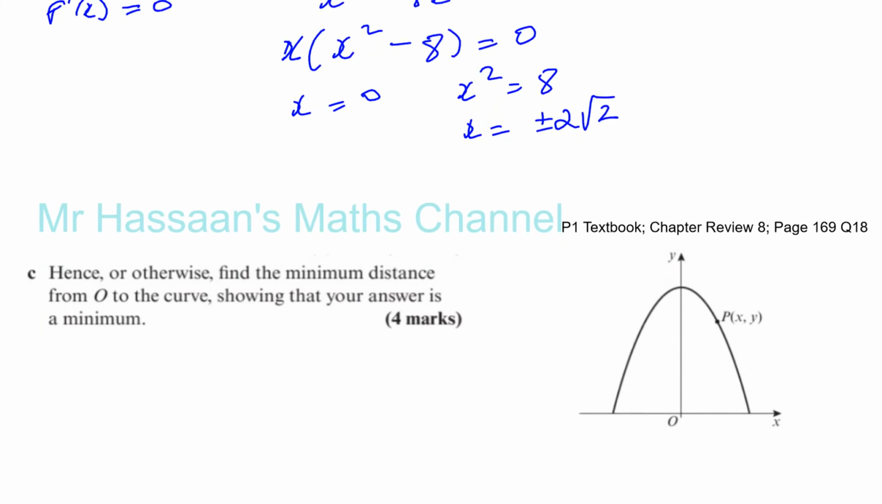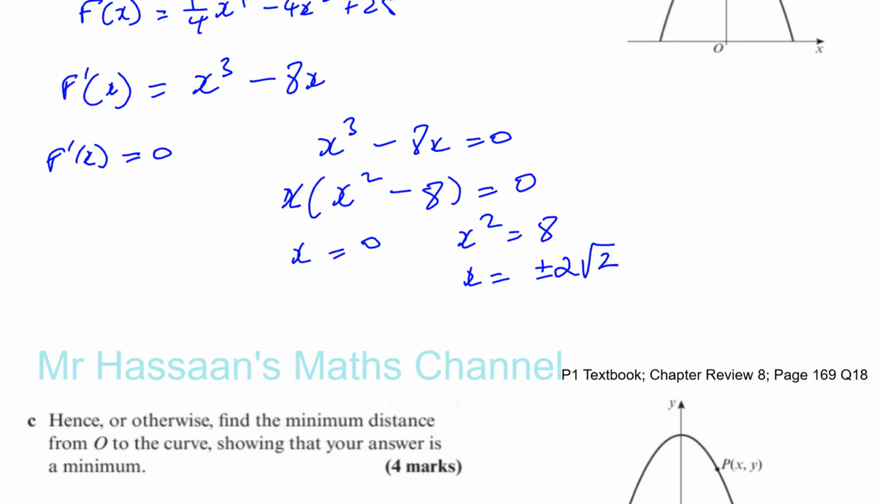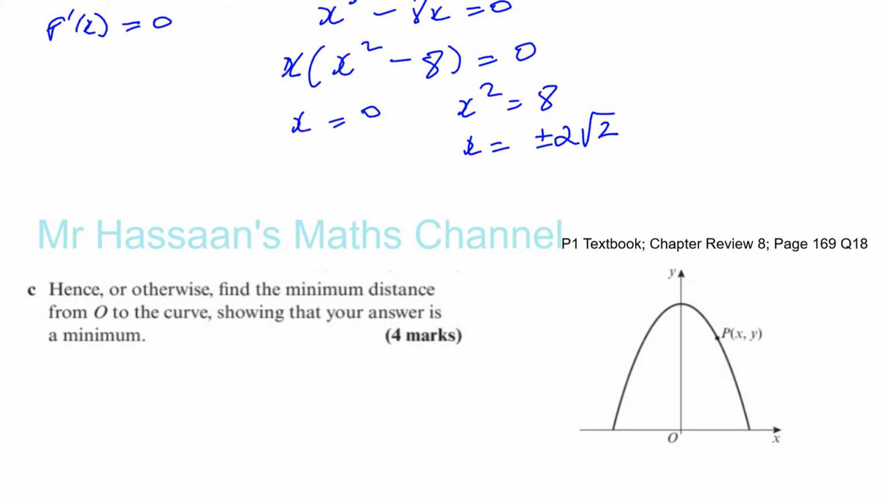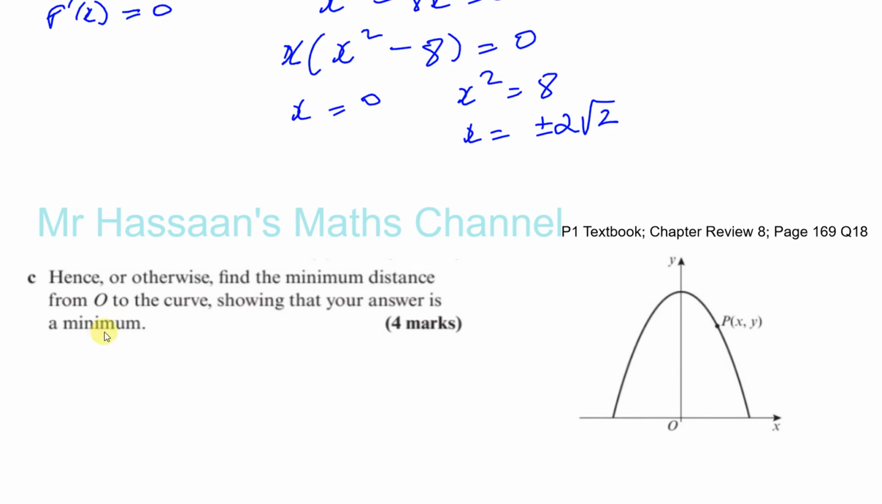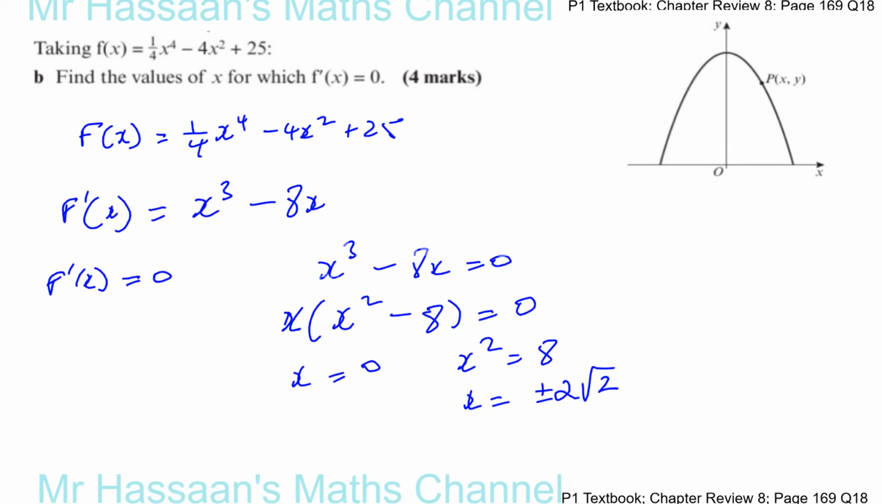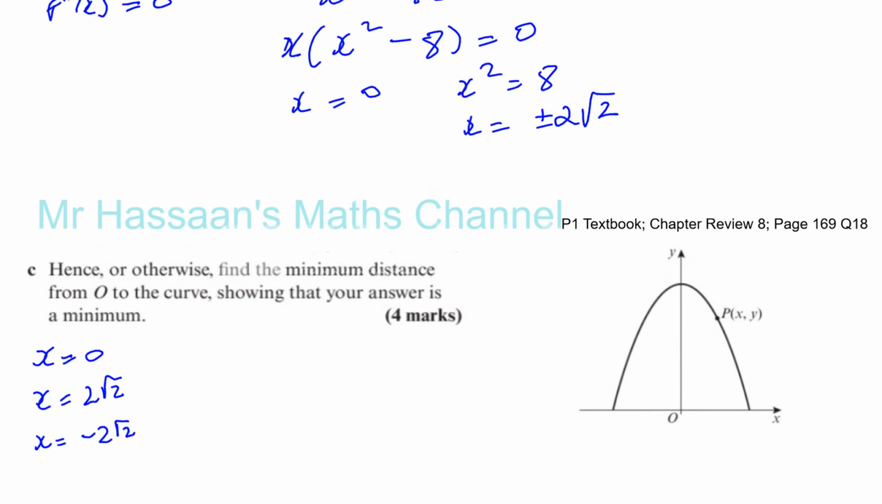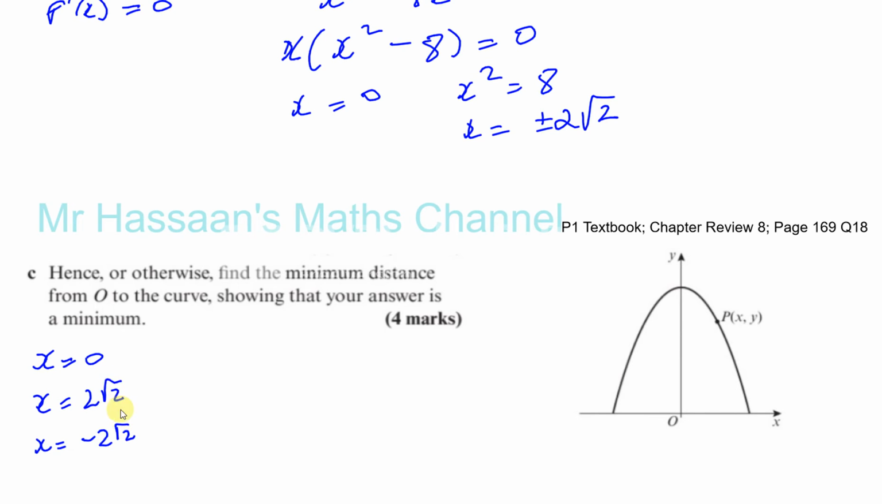Now it says, hence or otherwise, find the minimum distance from O to the curve, showing that your answer is a minimum. So what we've got to do is, we know that the values are x equals 0 and x equals 2 root 2 and x equals minus 2 root 2. Those are the values of x for which the gradient of the square of the distance is equal to 0. So we've got to decide which one of these is a minimum. We're going to take the second differential of this.